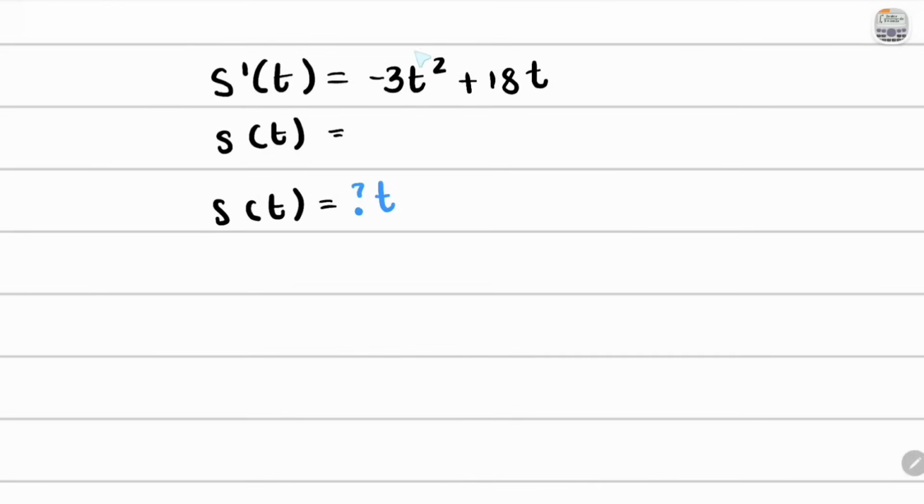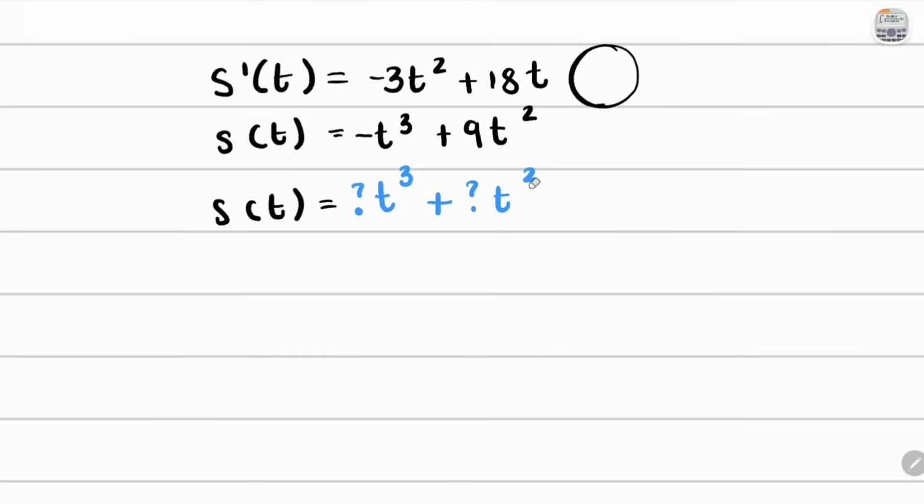But because this derivative is a parabola, it means that the original was a cubic function. So it would have been raised to the power of 3. You would have said this multiplied by 3 to get this number over here. So this would have been negative t cubed. And then you have 18t here, so we can also find what that would have been. So you would have had plus something, again, t raised to the power of 2. So what multiplied by 2 gives you positive 18? That would be positive 9. So this must have been positive 9t squared.